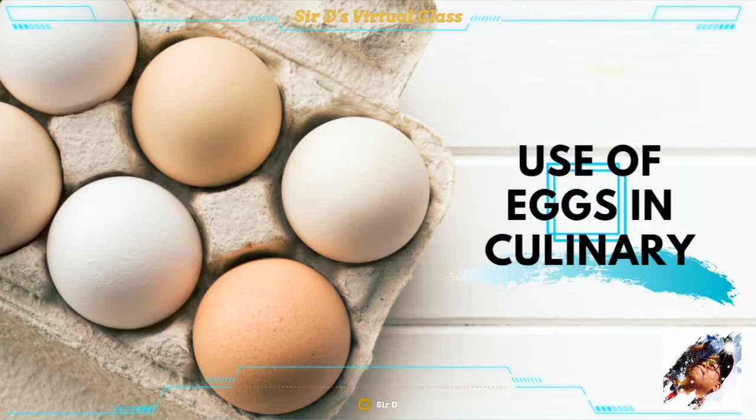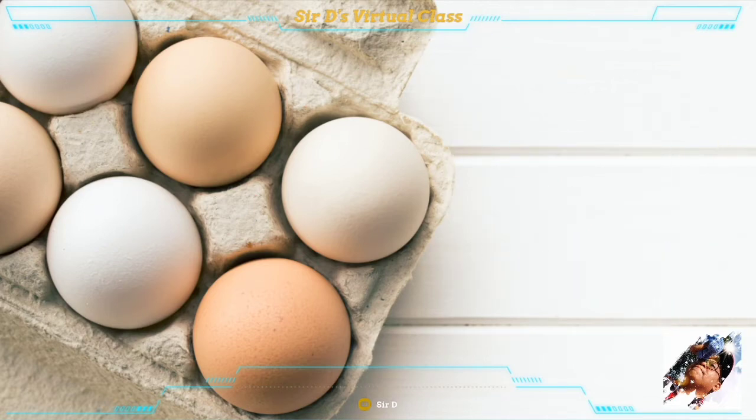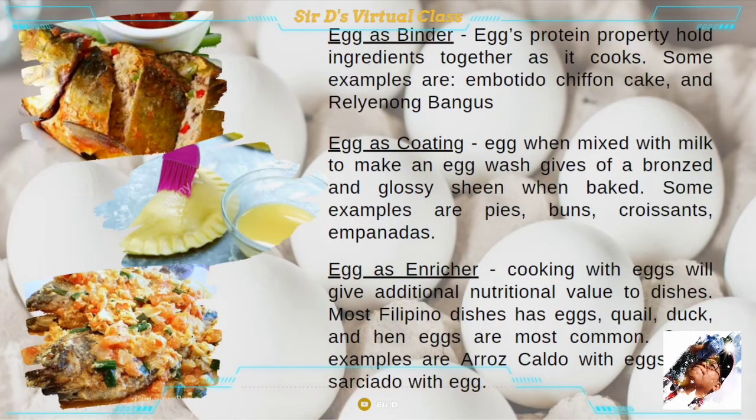Use of eggs in culinary. Now, in order for us to make use wisely of eggs, you should note the following. Egg can serve as a binder. We all know that the high content of protein in eggs can be used to properly bind, hold, or combine ingredients together. As an example, we have the rellenong bangus. It can also be used in embutido and even in baking chiffon cake.